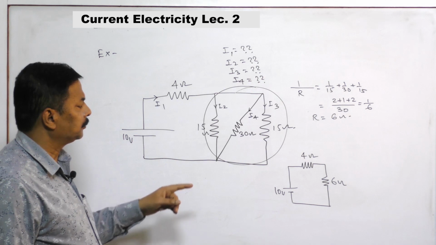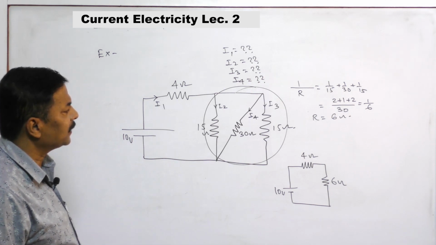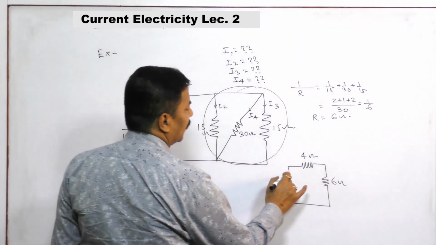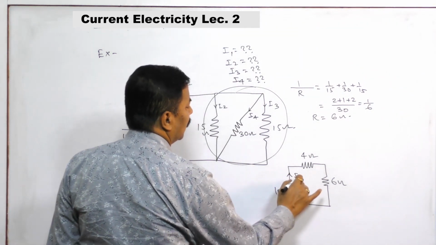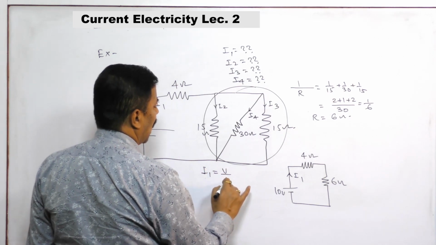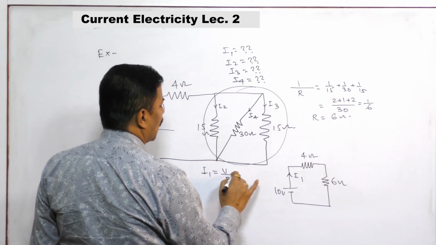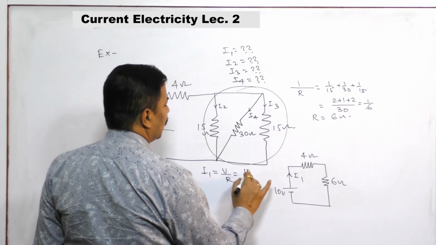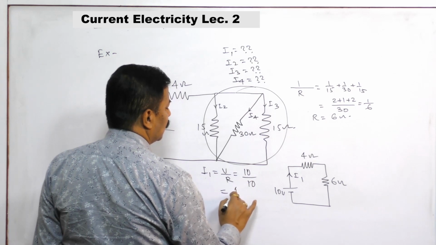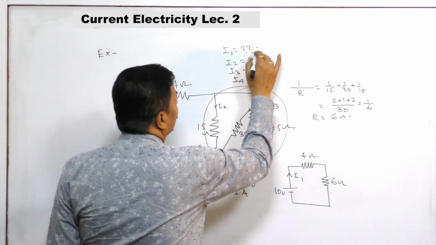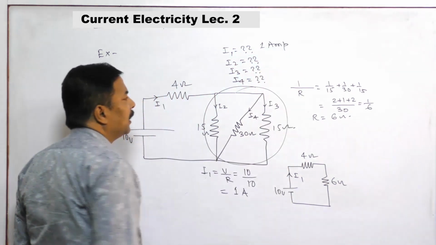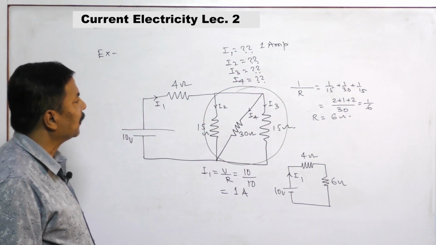So the equivalent circuit is like this, and then the current that we are getting, I1, should be V by R. So V by R equivalent is how much? V is your 10, R is 10, so I1 is equal to 1 ampere. So you are getting I1 is equal to 1 ampere.